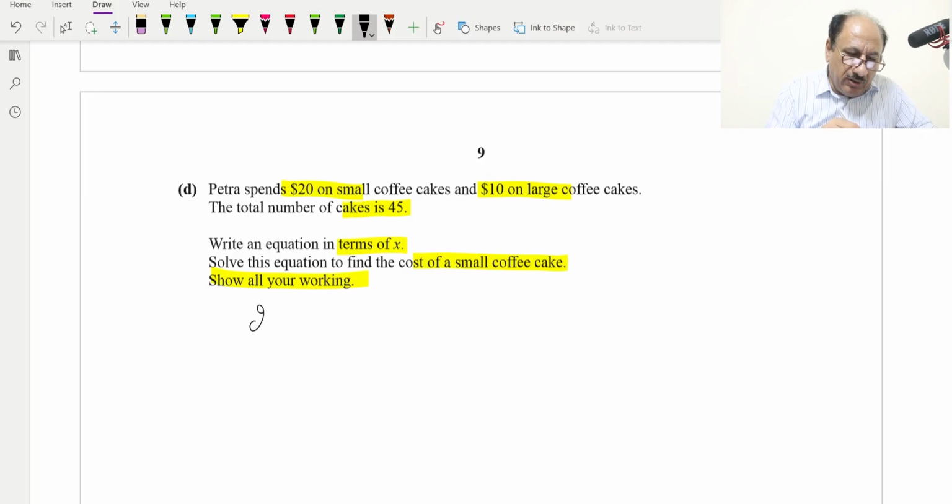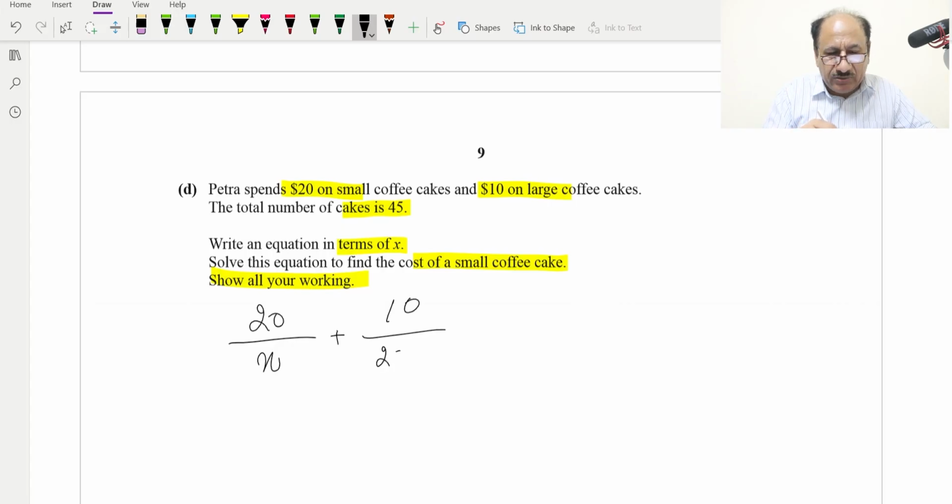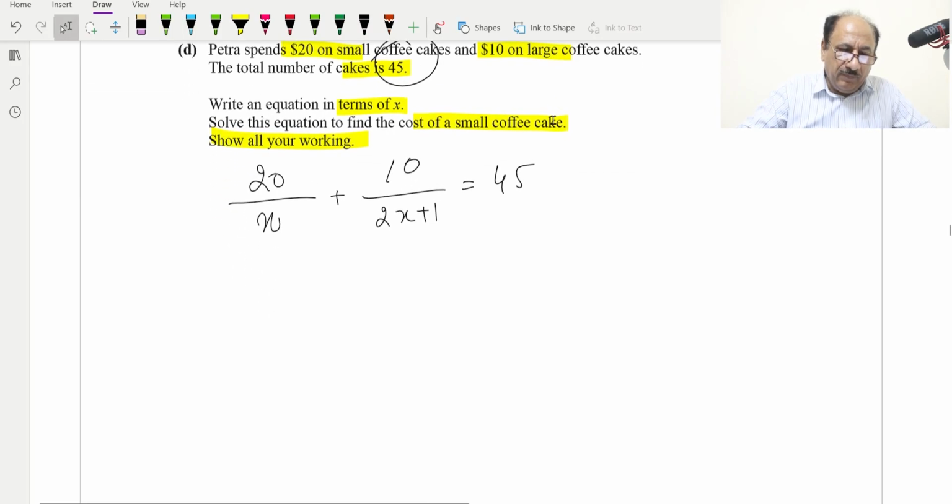So $20 and number of cakes will be what? Will be divided by its unit price, which is x, and similarly $10 divided by its price, which is 2x plus 1, and total number of cakes is how much? 45, which is given over here. So this will be the equation which we have formed. Now we have to simplify this equation.